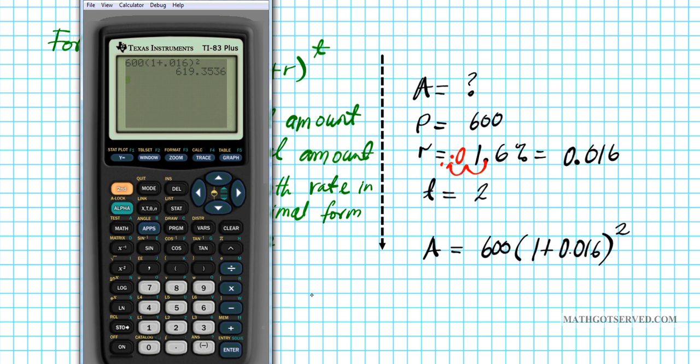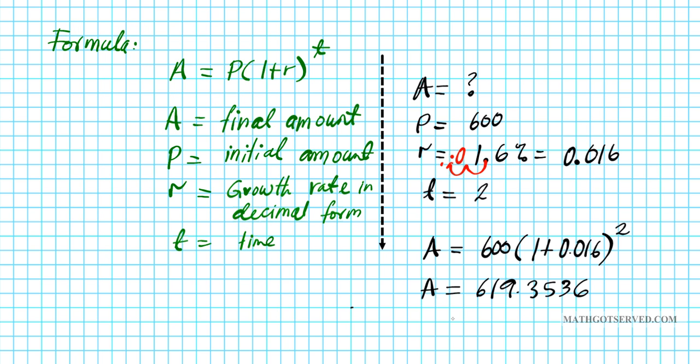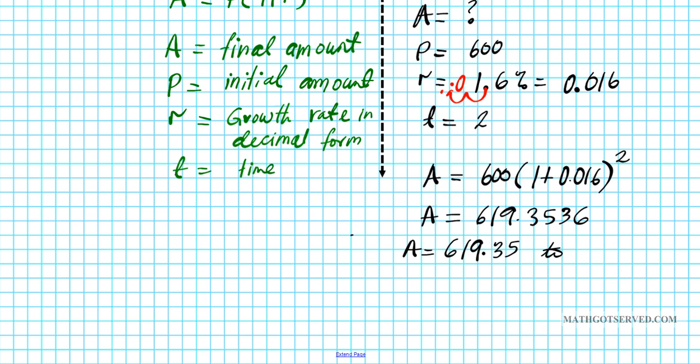That's our answer. We were asked to round to the nearest cent. So 619.3536. Let's go ahead and write that down. So A is equal to 619.3536. Now to the nearest cent, A is equal to 619.35 to the nearest cent.